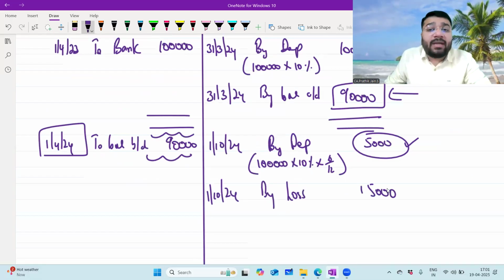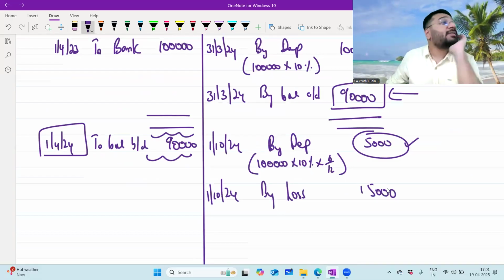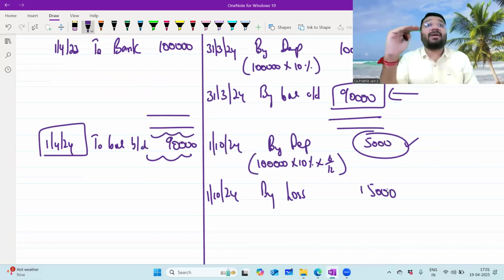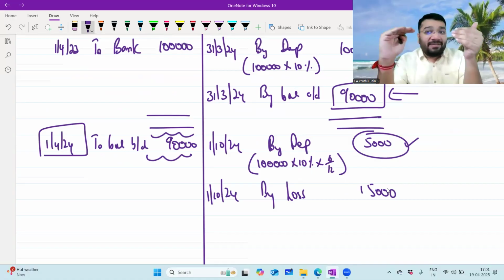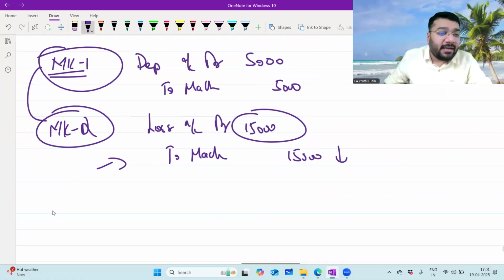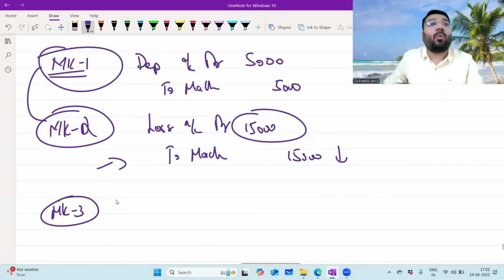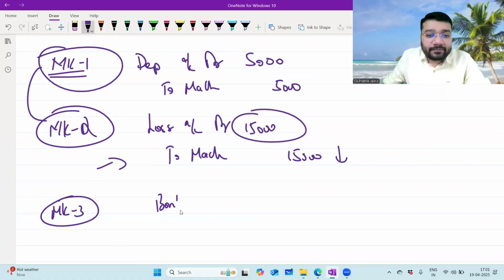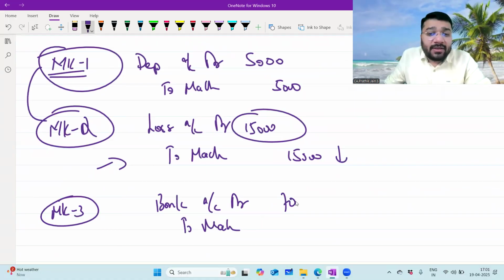But please tell me, what is the value of the asset in your book now? 70,000. Now how much worth of asset is going out? 70,000 worth of asset is going out. And how much money is coming in? 70,000 is coming in. So always your monkey 3 entry will be the sale entry. What is the sale entry? Bank account debit to machinery account. How much? 70,000 and 70,000.